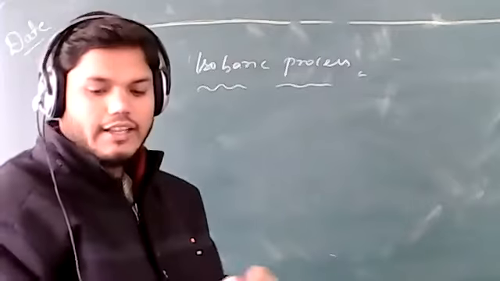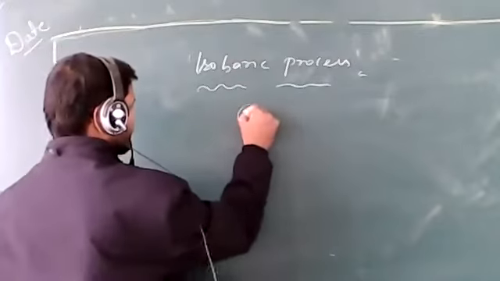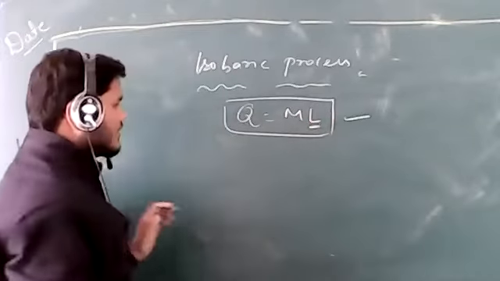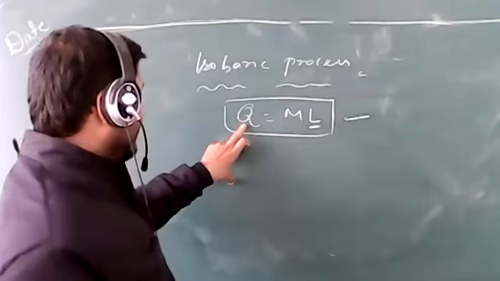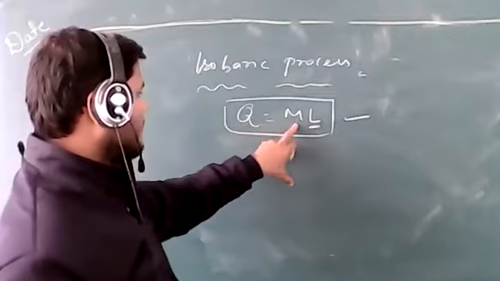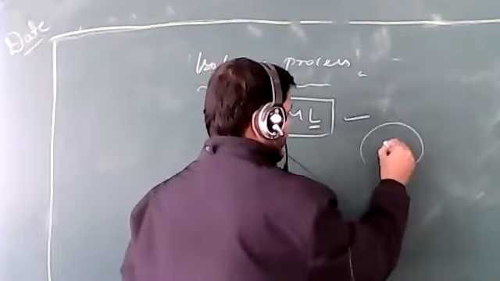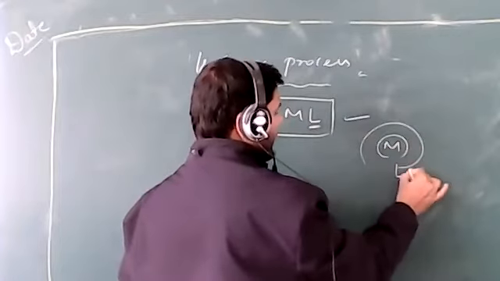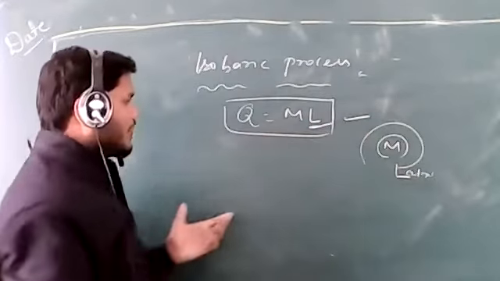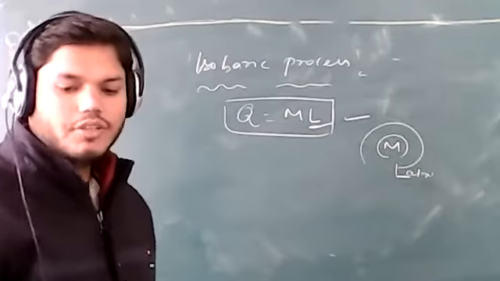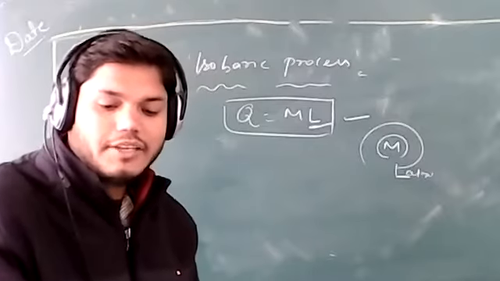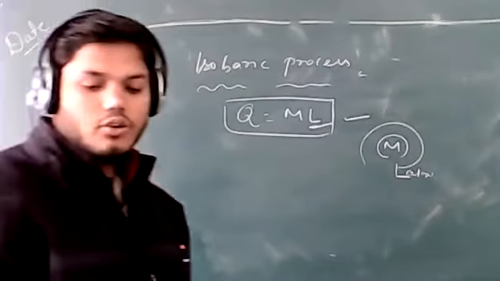And we know one formula, that means Q, heat, equal to what? Mass of the system into latent heat. This definition you have learned from the 10th class. Heat equal to mass of the system into latent heat. This is the definition of Q. That means if a substance has some mass M and the latent heat of the particular substance is L, then Q equal to M into L. This is the amount of Q, the heat supplied to a system, equal to M into L.